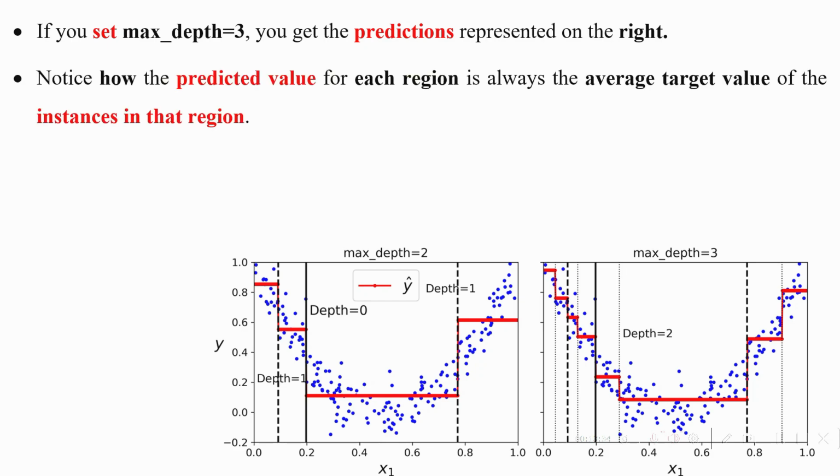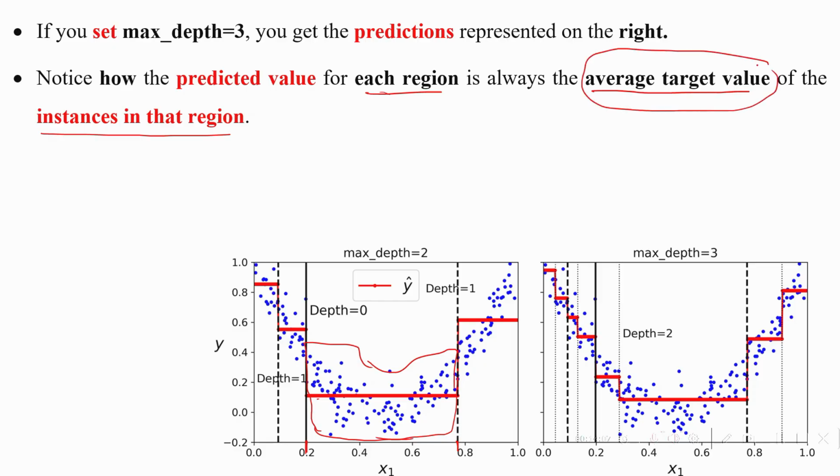Notice that the predicted value for each region is always the average target value of the instances in that region. That is the major difference here. Suppose the values between 0.2 and 0.278, for example, whatever the data points are here, all these blue points are called data points. The prediction for all these data points is given as the average target value. We take the average of all these values and predict the corresponding value as 0.11.